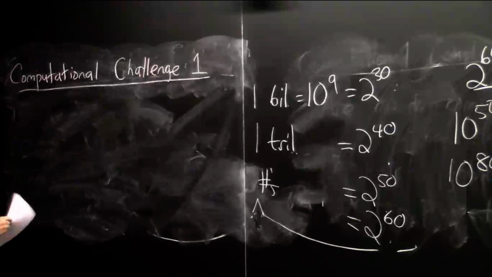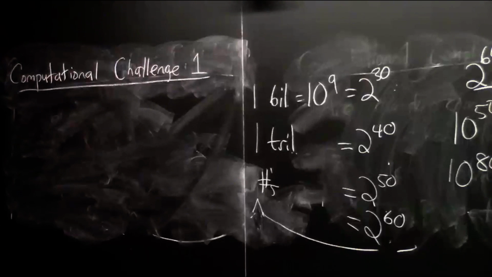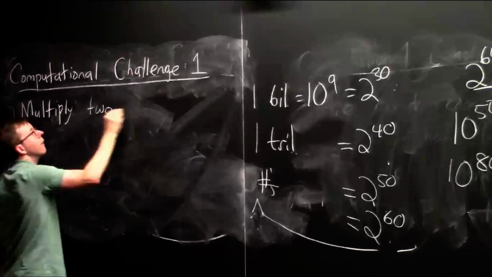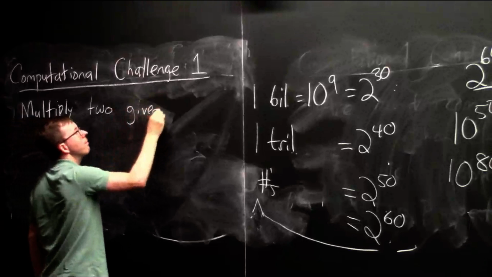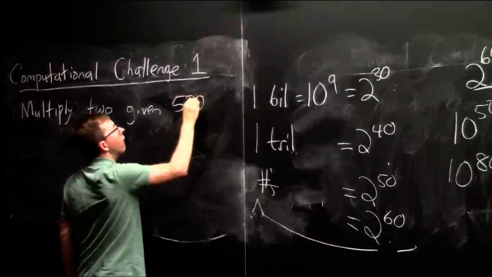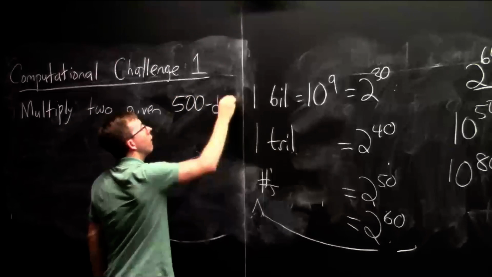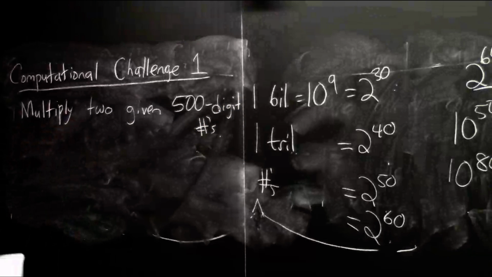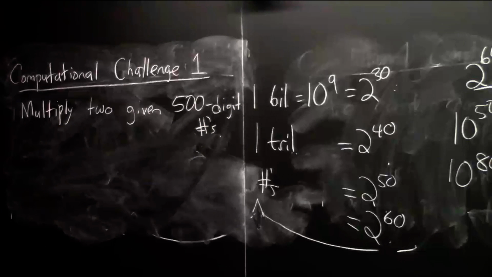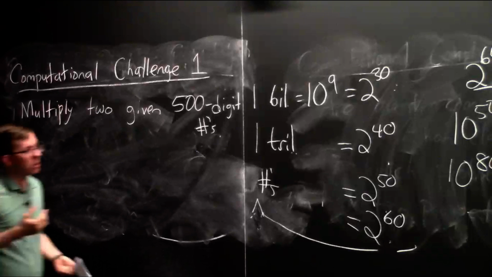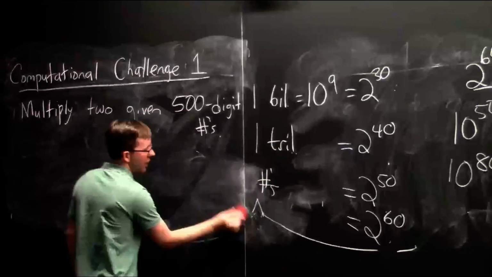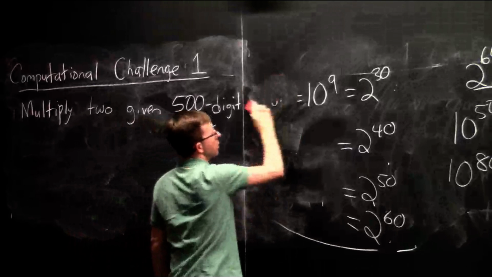I want to multiply two given 500-digit numbers. Okay? So I want to think about a computer program or a circuit, a piece of code that solves this problem. It takes in two 500-digit numbers and outputs their product.